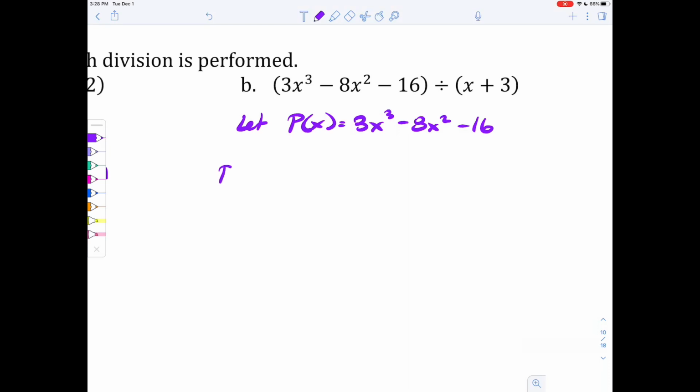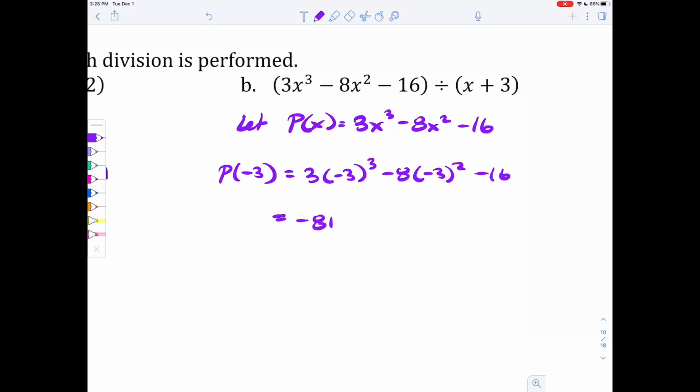Okay, so then p of negative 3, because if this is x minus a, we have to be subtracting negative 3. And that's equal to negative 3 cubed minus 8 times negative 3 squared minus 16, which is going to be a doozy of a number.